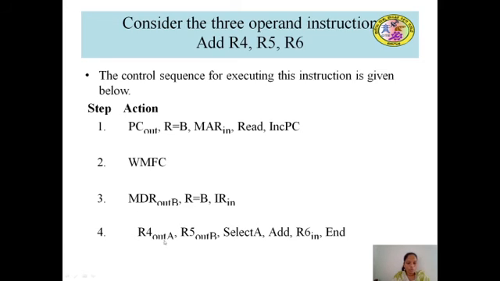Now through bus A, the content has been transmitted to the multiplexer. Now the multiplexer needs to select bus A. So for that, we have select A here, which indicates the multiplexer is going to select A as the output of the multiplexer. That will be transmitted to the A input of the ALU. Then the ALU performs the addition operation and the result will be sent to the R6 register using bus C, and that will be the end. So these are the control sequences required to execute the instruction add R4, R5, R6.